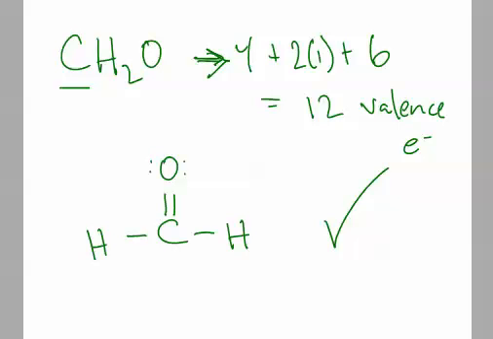And it's important that we always use all of our valence electrons and we never add extras just to satisfy our octet rule. We can only use the correct number of valence electrons by adding up the valence electrons from each atom. All right.